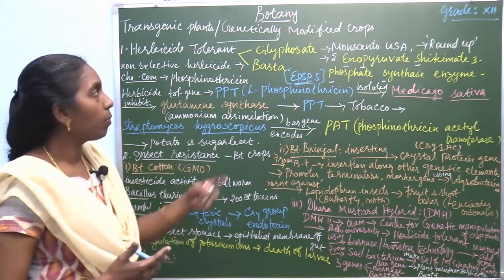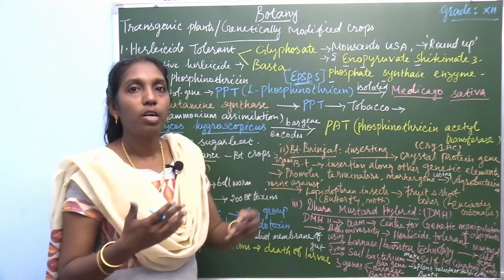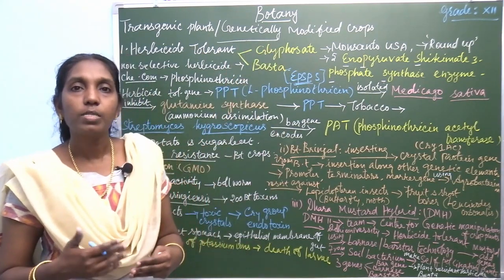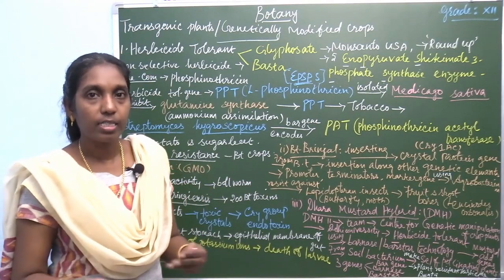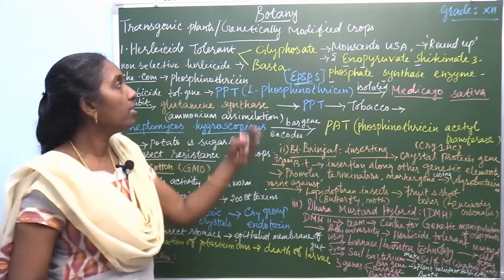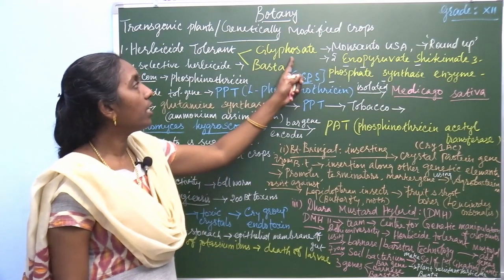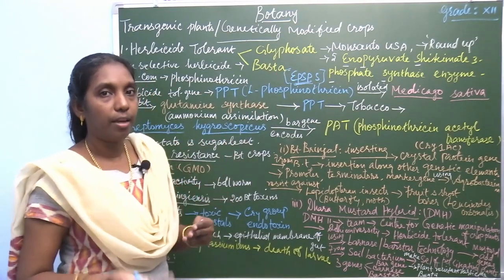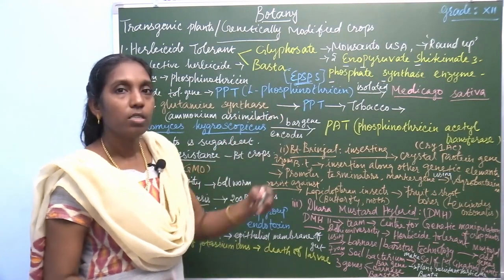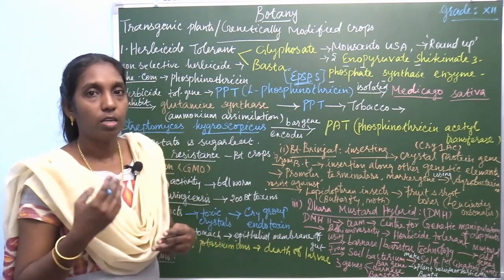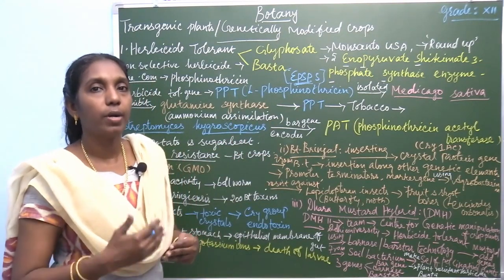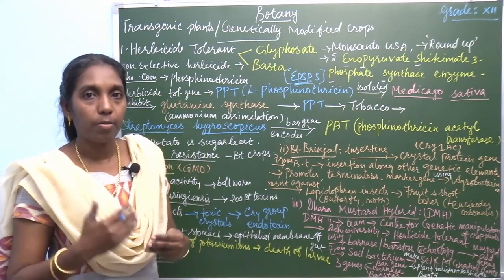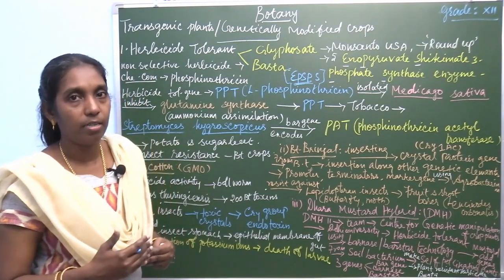What are transgenic plants? Genetically modified crops. The crops can be modified in such a way that they tolerate the herbicide. Here, what's the herbicide? Glyphosate. To tolerate glyphosate, two strategies are used for incorporating the gene. They are using a soil bacterium.